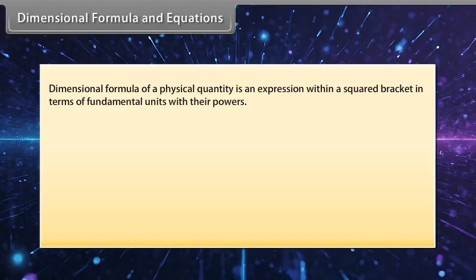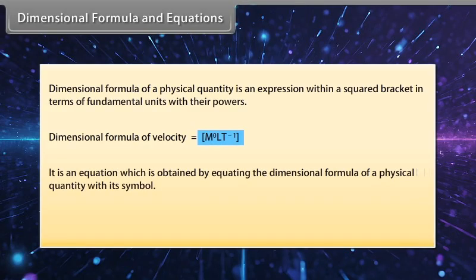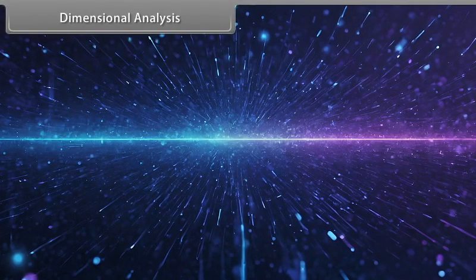Let us take an example. Dimensional formula of velocity is [M^0 L T^-1]. Dimensional equation is an equation which is obtained by equating the dimensional formula of a physical quantity with its symbol. Let us take an example. Dimensional equation of velocity is v = [M^0 L T^-1].